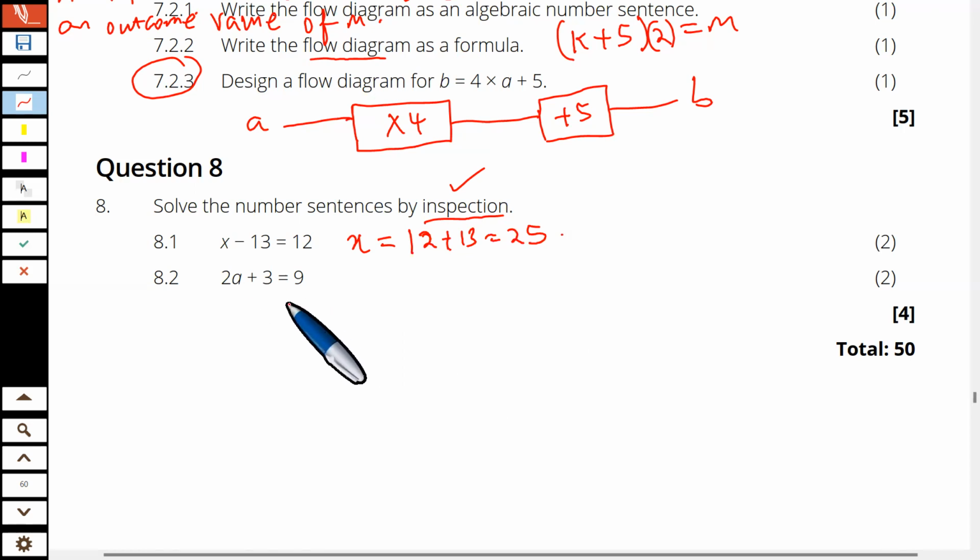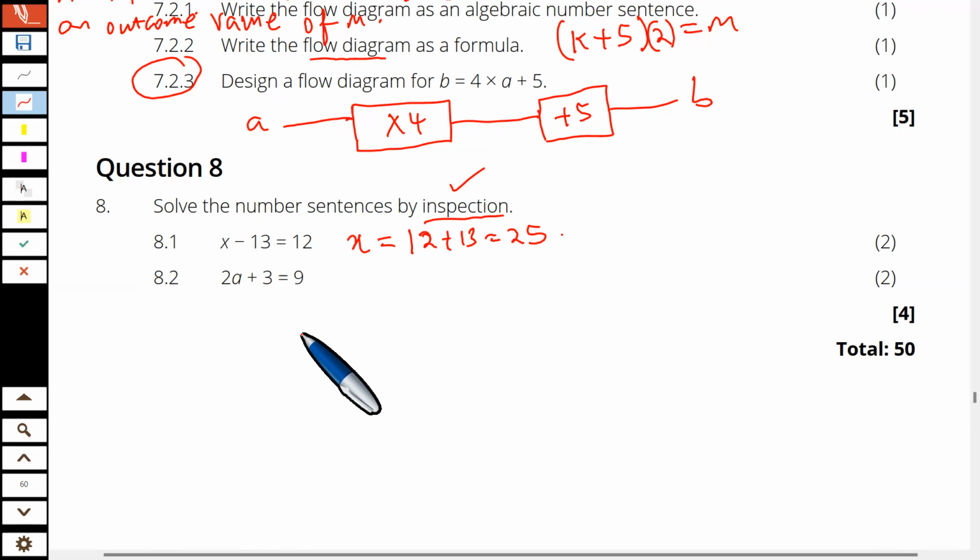Right, if you look at 2a plus 3 equals 9, let's solve this one by inspection, by merely looking. So what would you suggest as the answer? Is it 6?